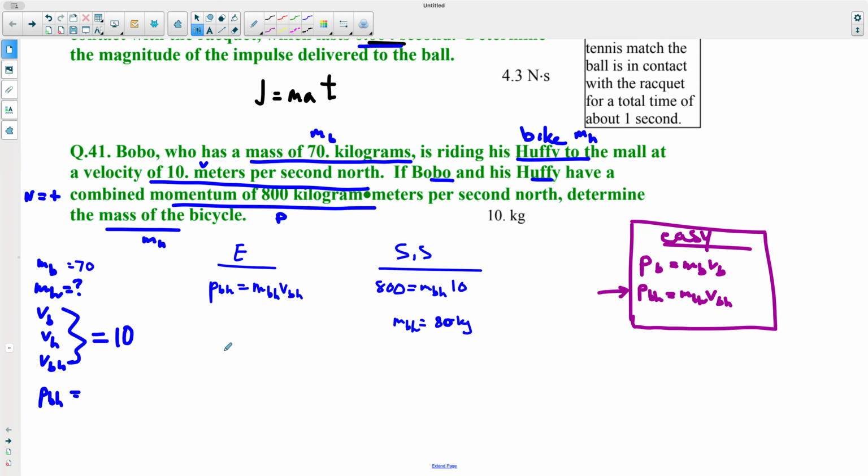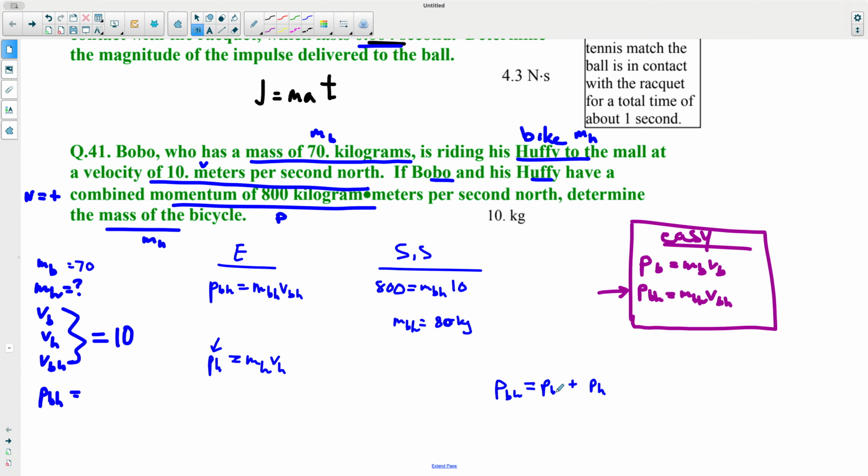Again, you could have gone at this other ways. You could have done the momentum of the Huffy only is mass of the Huffy only times velocity of the Huffy only. That would have worked too, but you would have had to first figure this out. Now, the way you would have to figure that out is very similar to what we just did, but in reverse. So you would say, well, the momentum of Bobo and the Huffy is actually the momentum of Bobo plus the momentum of Huffy. That's the way momentum works.